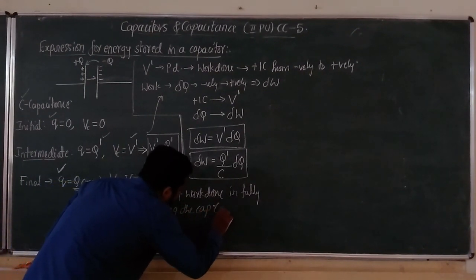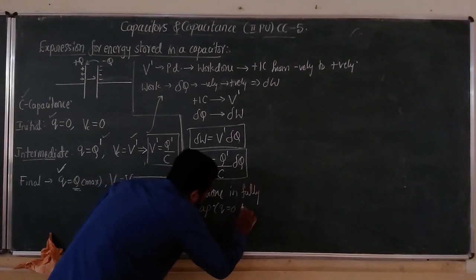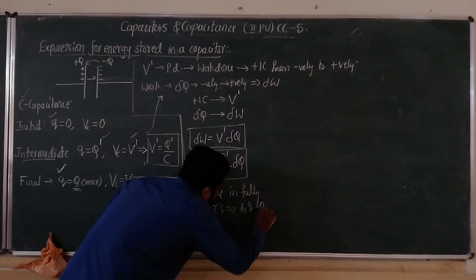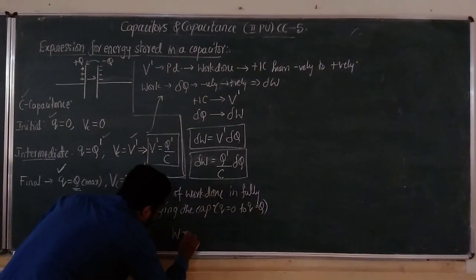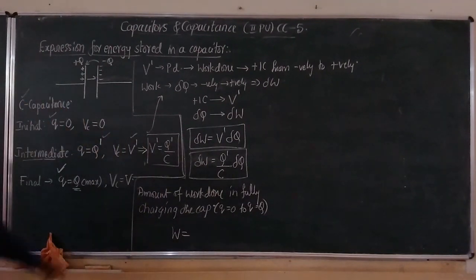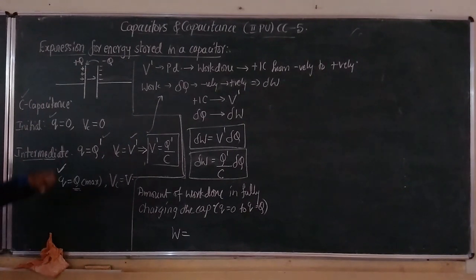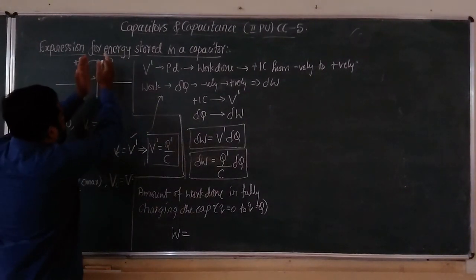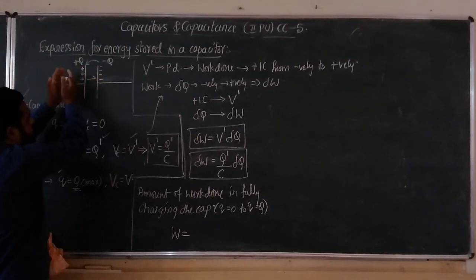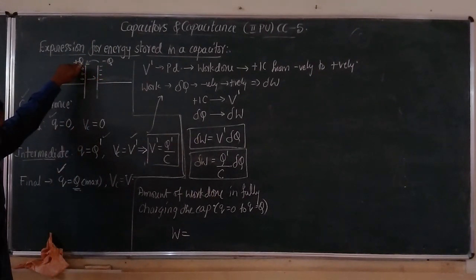Charging the capacitor, that is from Q equal to 0 to Q equal to capital Q. If the work done is represented as W, then it can be written as the amount of work done in fully charging the capacitor from Q equal to 0 to Q equal to capital Q. In that entire process, the total amount of charge transferred from one plate to another is capital Q.